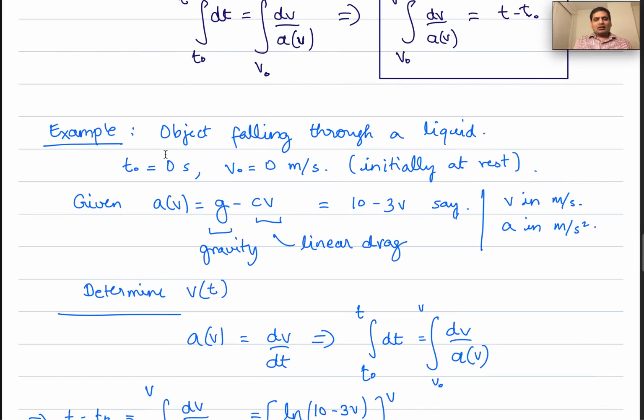Let's do an example: an object falling through a fluid. We already said that if you have an object moving through a fluid, it might have a fluid drag resistance that might depend on the velocity of the object. So imagine an object falling through a fluid, maybe in a vertical line, and the initial time is 0, the initial velocity is 0, so it's initially at rest, and you're told that acceleration is a function of velocity equal to g, the gravitational constant, minus cv. So this is the velocity dependence.